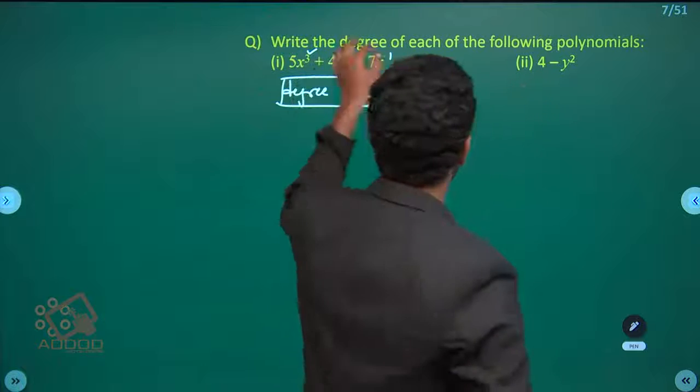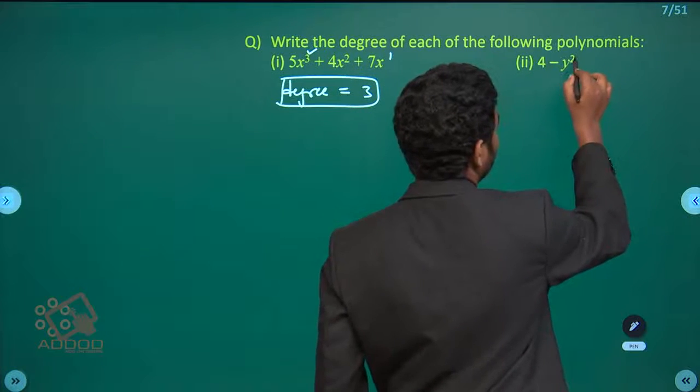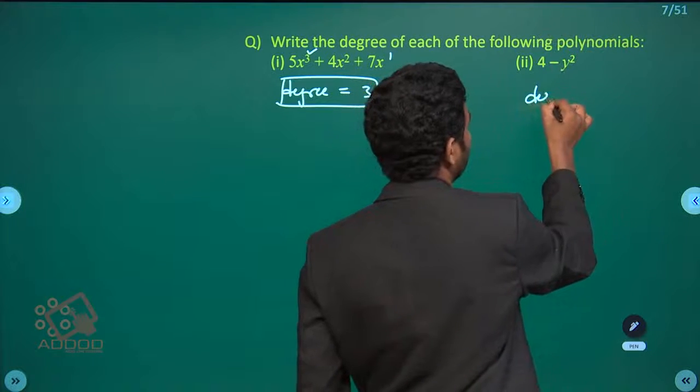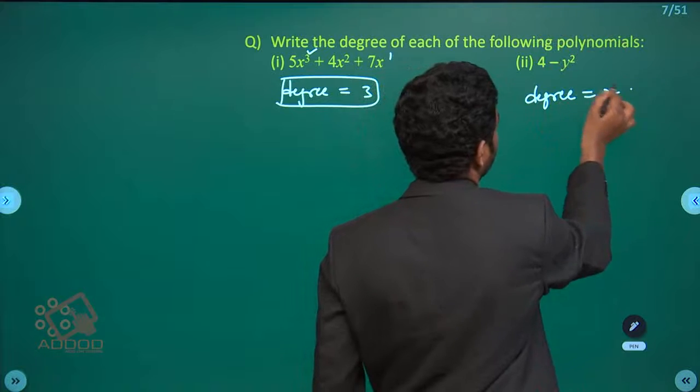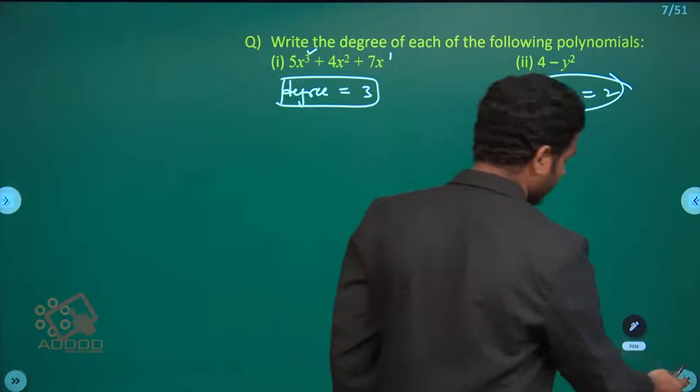And here, what is the degree of this polynomial? This polynomial has only y as a variable, and here y power 2 is there, na? So 2 is the maximum power. So here the degree of this polynomial is equal to 2. Why? Because the maximum power is only 2.